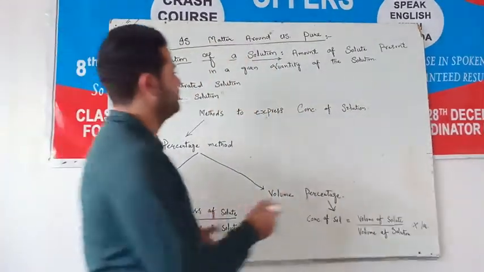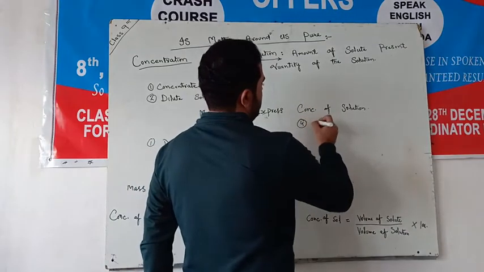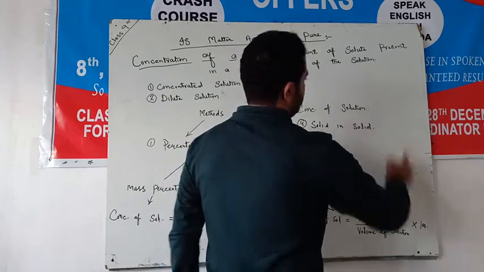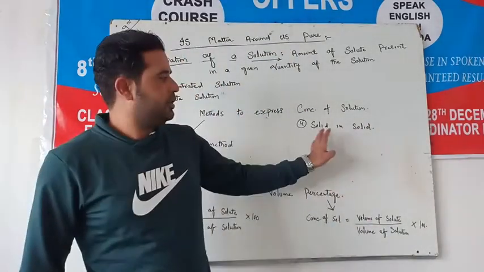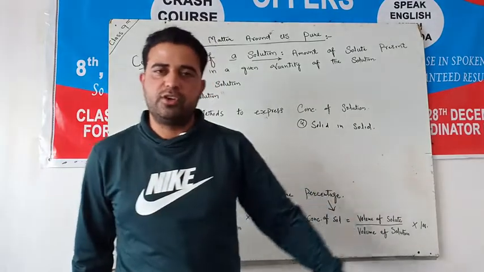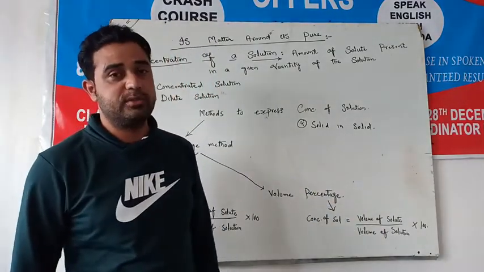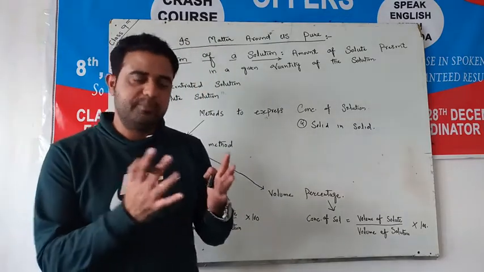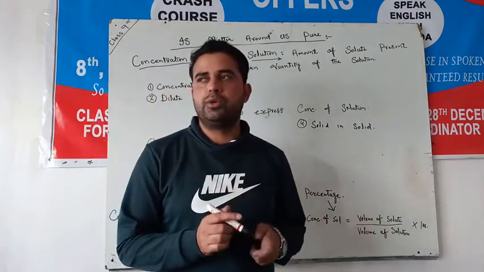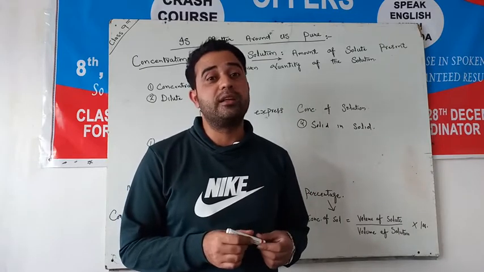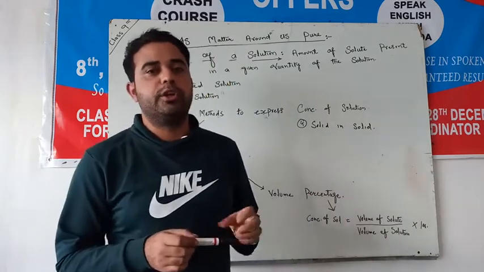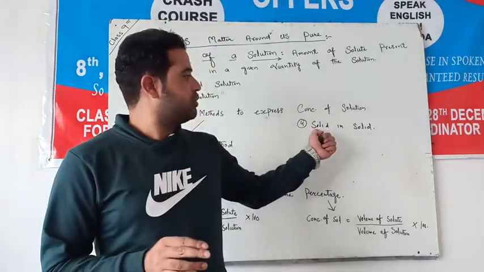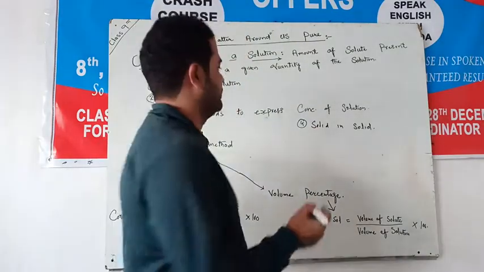Similarly, we can have solid in solid. When the solute is solid and the solvent is also solid, these types of solutions are also possible. For example, we have alloys. Alloys are mixtures of two or more elements or metals. For example, nichrome is an alloy which is made up of nickel and chromium. So we can have solid in solid solutions also.